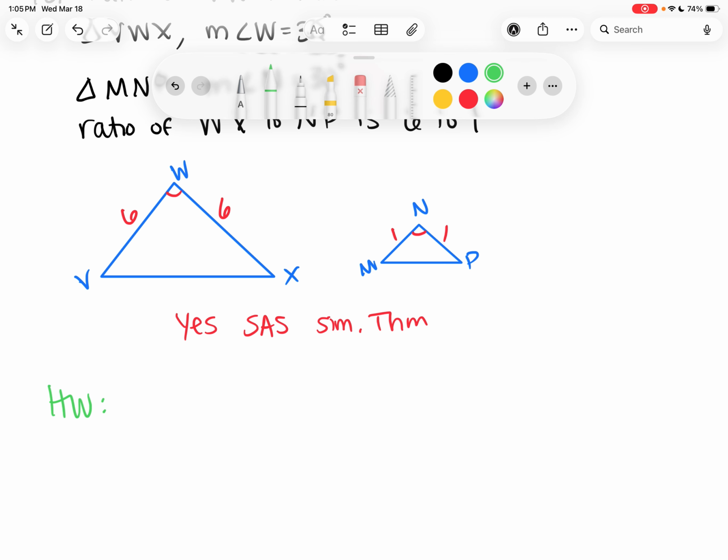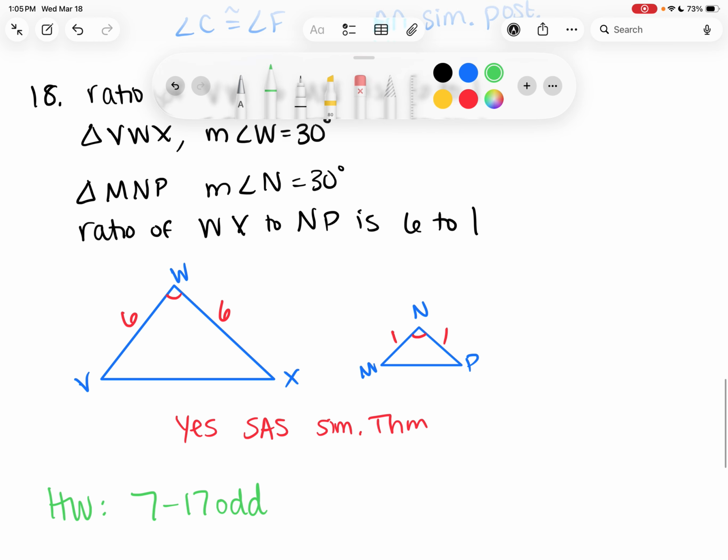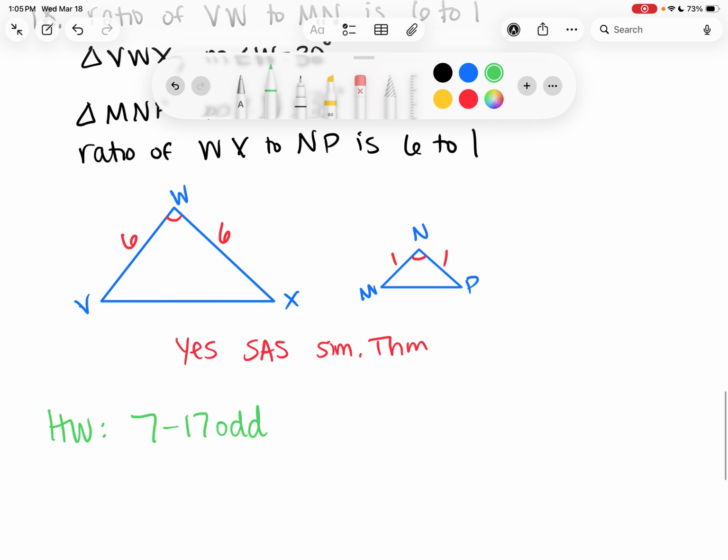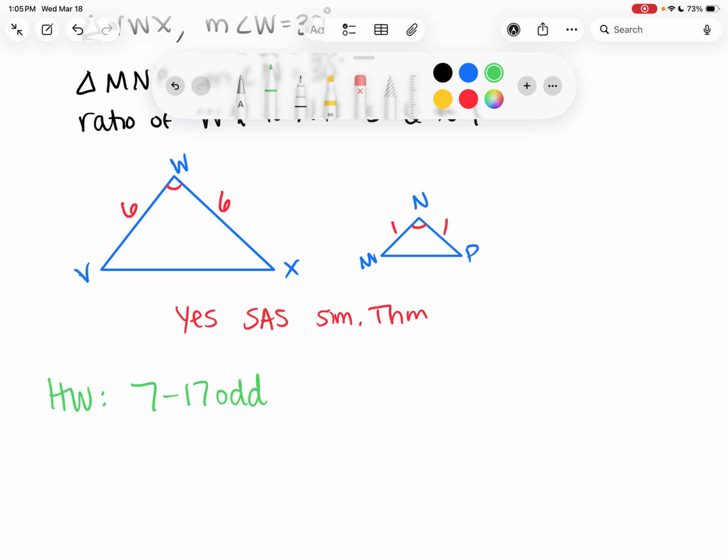7 through 17 odd. And you should draw the pictures for these because you need to be able to mark on them and all of that stuff. You do not have to draw a picture for 15 and 17, although it might be helpful, like it was with this one for number 18 for you to see it. But the ones that give you a picture, you need to copy them over.